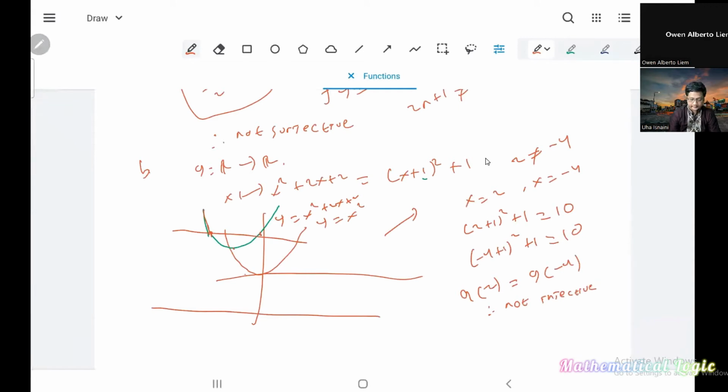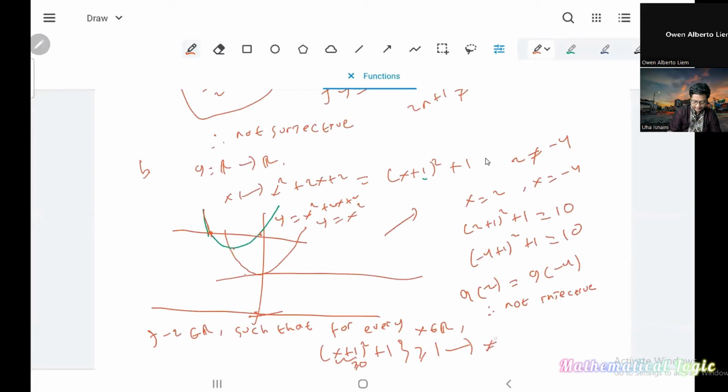Okay. And how about the surjectivity? As I mentioned before, it doesn't intersect. So maybe I can take minus 2 in R, such that for every x in R, what we have is (x plus 1) squared plus 1. So this one is greater than or equal to 0. And then plus 1, so the whole thing will be greater than or equal to 1, right? So they cannot be equal to minus 2. So the conclusion is not surjective.